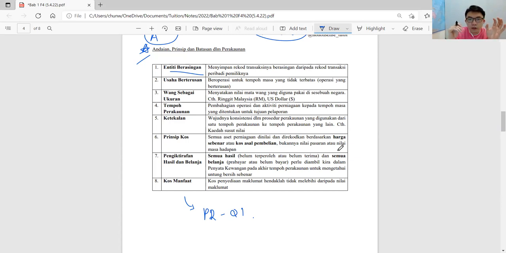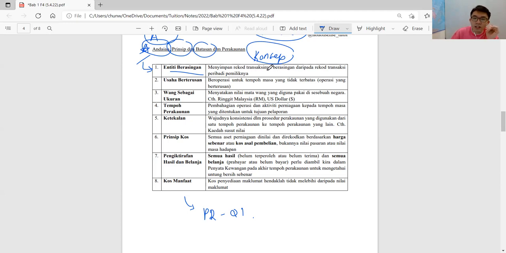Okay. So in accounting, in order to do accounting, there are a few things that we need to understand. It's like a concept, like a prinsip or andaian or batasan. So these are all the andaian, the prinsip, or we call it a concept, and the batasan in accounting. Okay, so we come to the first one, entiti berasingan. What is entiti berasingan? Let's read the definition first.